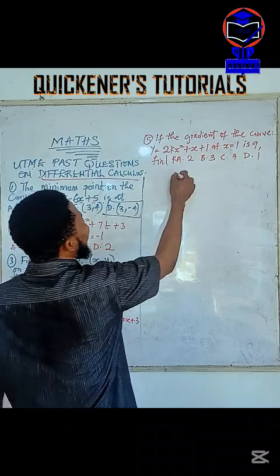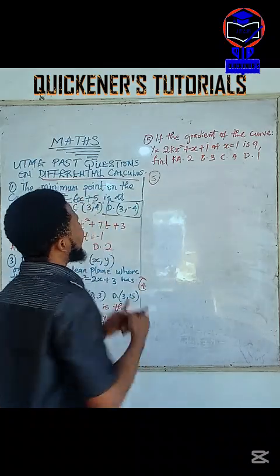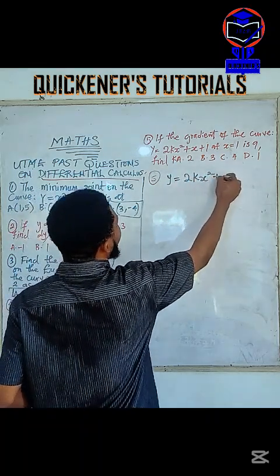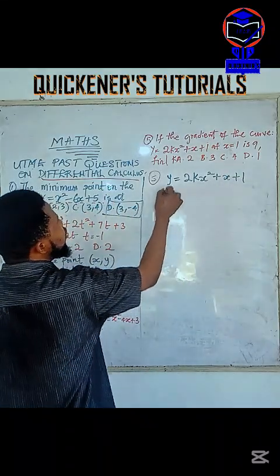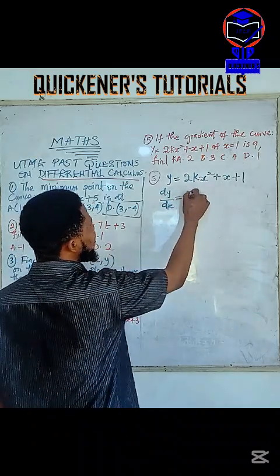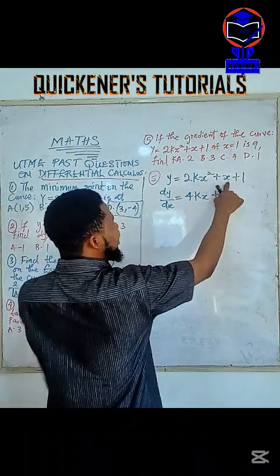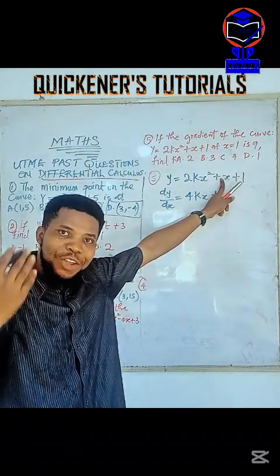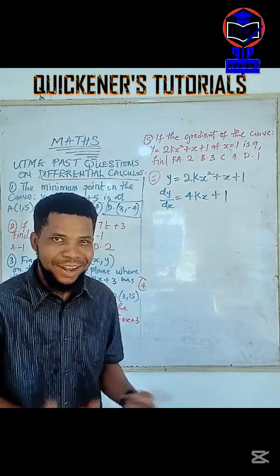Alright, so solving number 5, we have y is equal to 2kx squared plus x plus 1. So let's do dy/dx. So dy/dx, we have 2 times 2, that is 4kx, with the x remaining, right? Then plus, now, when you differentiate x, what will it be? The coefficient is 1. So differentiating 1x, that will be 1, right? Meanwhile, this will be 0. I know you understand it by now.